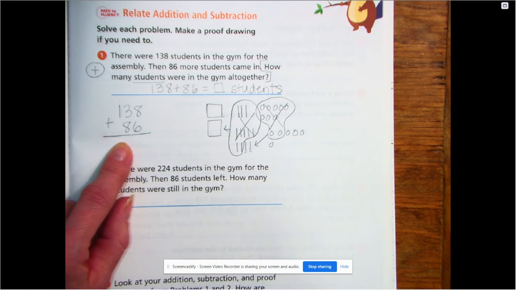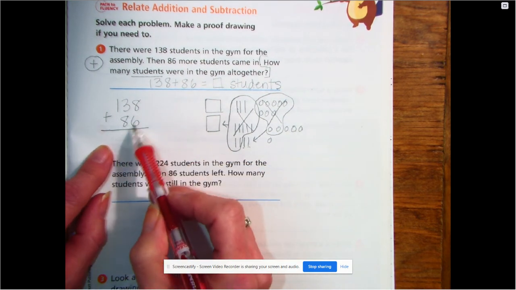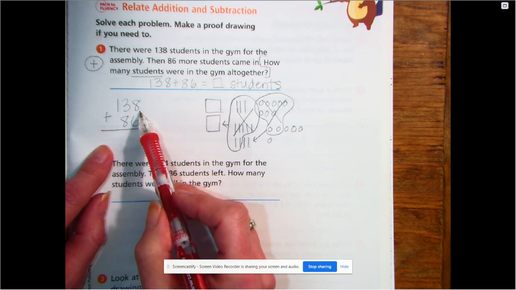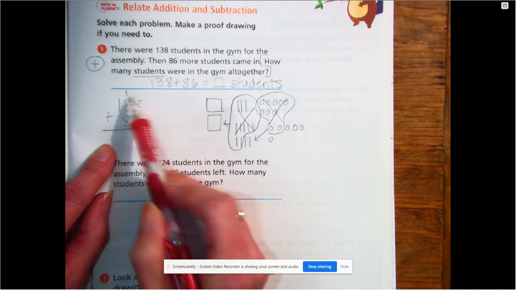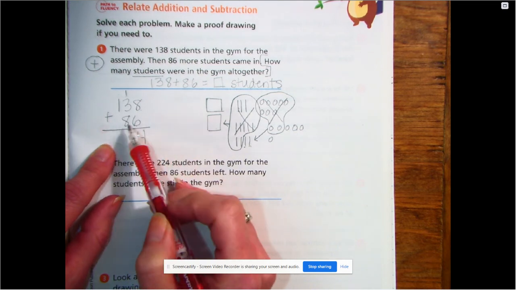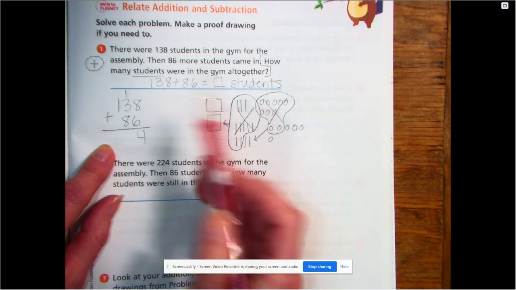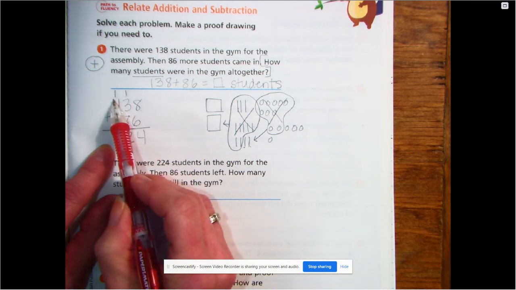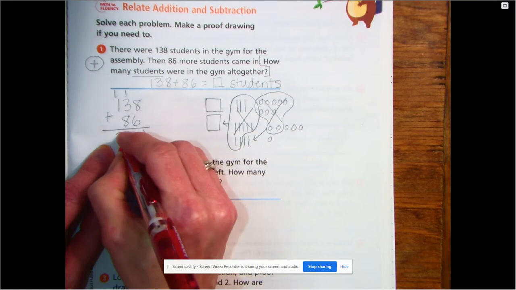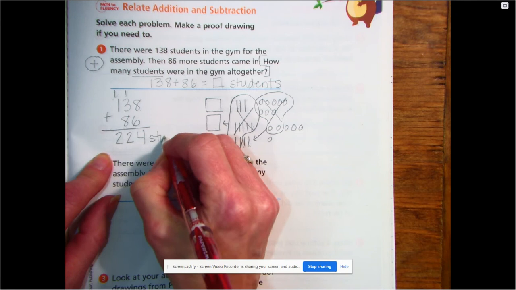Let's check it with our equation. 8 and 6 more. Put the big number in your head and keep counting. 8 plus 6 more is 14. That's 1 10 and 4 1s. Add my 10s together. 8 10s, 11 10s, 12 10s. That means 12 10s is the same as 120. So I have a new 100. 224 students should be my answer.